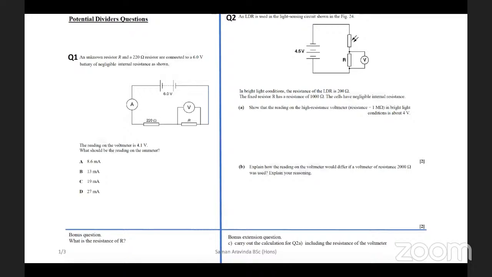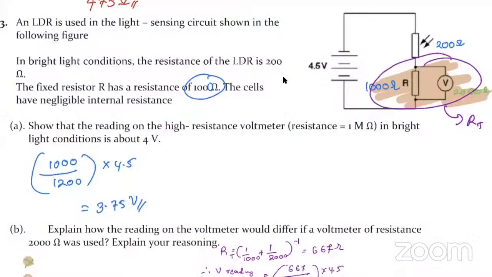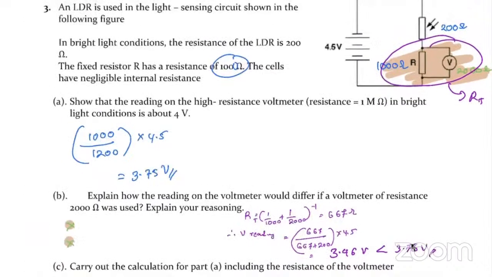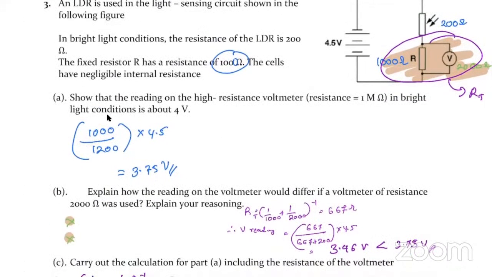667, what is the potential difference? How much is the LDR? LDR is 200. Then the addition is about 867, and 667 over that into voltage 4.5 gives 3.46. Very low. So you can say it is less than 3.75.